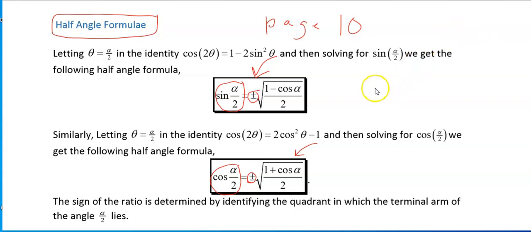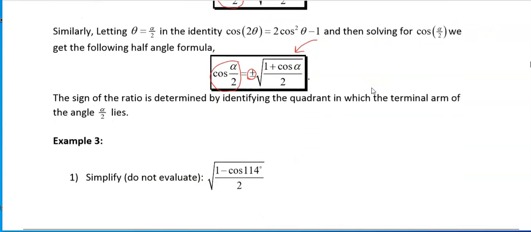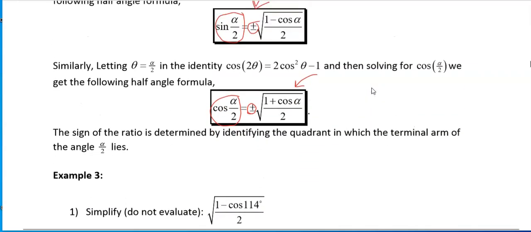All right? So let's have a look at the types of questions that you could be asked here using the half-angle formulas. Now the first one on page 10, right here, question number 1, is actually pretty basic. This one is pretty simple. All it says is to simplify, do not evaluate. And if you look at it carefully, when you're asked to simplify, you have a big square root sign, 1 minus cosine of some angle divided by 2. Now, where have I seen that before?